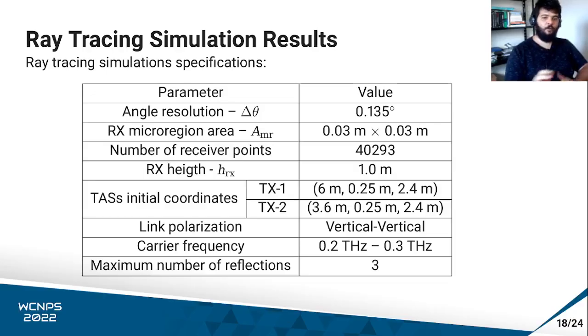Now we will present the results of the ray tracing simulations. In this table are presented the simulation specifications. In the simulations, two transmitters were considered at a height of 2.4 meters. The receiving points are distributed along the propagation environment at a height of 1 meter. Channels were analyzed on 11 different carriers between 0.2 THz to 0.3 THz with increment between adjacent carriers of 10 GHz.